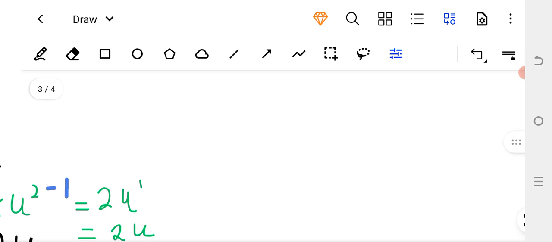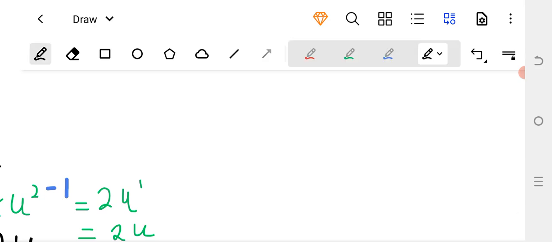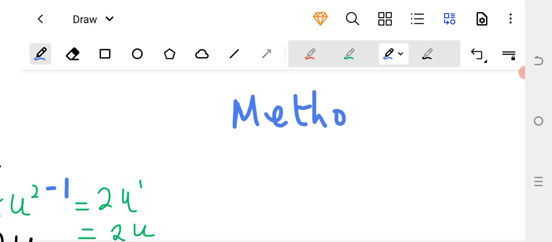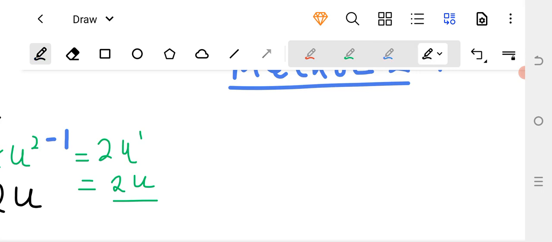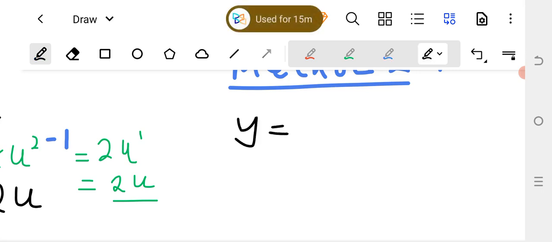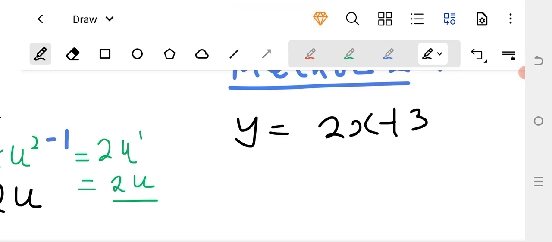Then there is another method which we call method 2. How do we do it? The particular function in question is y is equal to (2x plus 3) raised to the power 2.